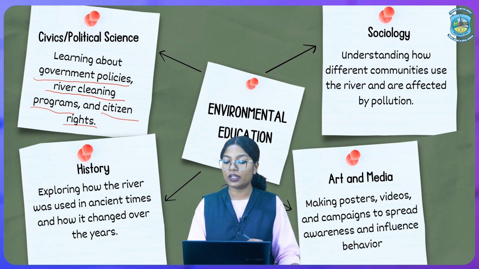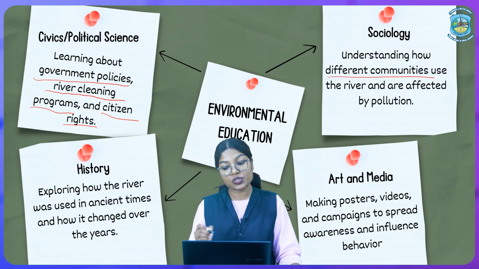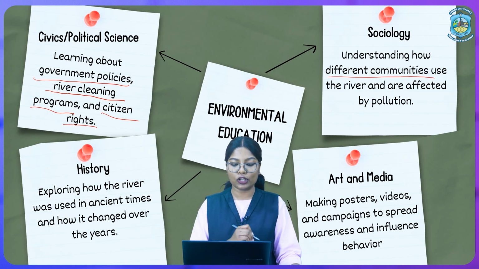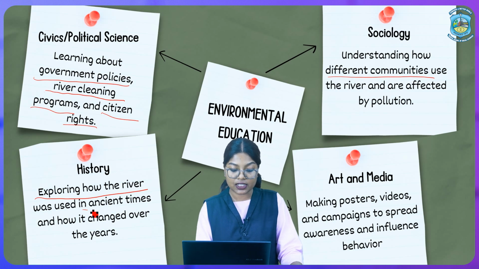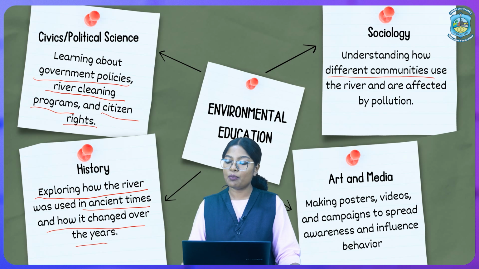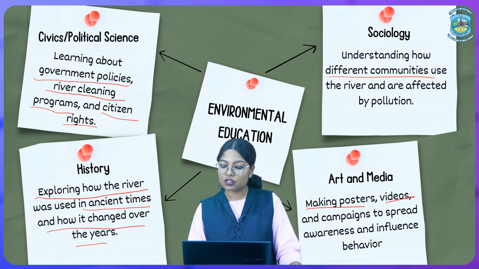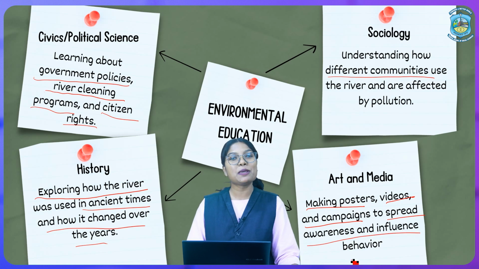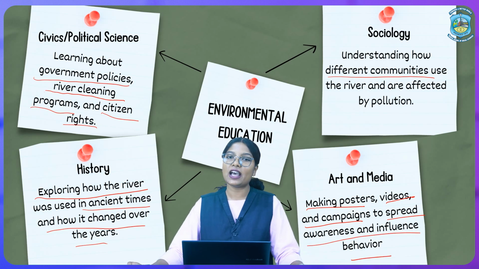With the help of sociology, the students will be understanding how different communities use the river and are affected by pollution. With the help of history, students will be able to know how the river was used in ancient times and how it has changed over the years. And with the help of art and media, students will be able to make posters, videos, and they can also organize some campaigns to spread awareness and influence the people's behavior towards the Yamuna river.